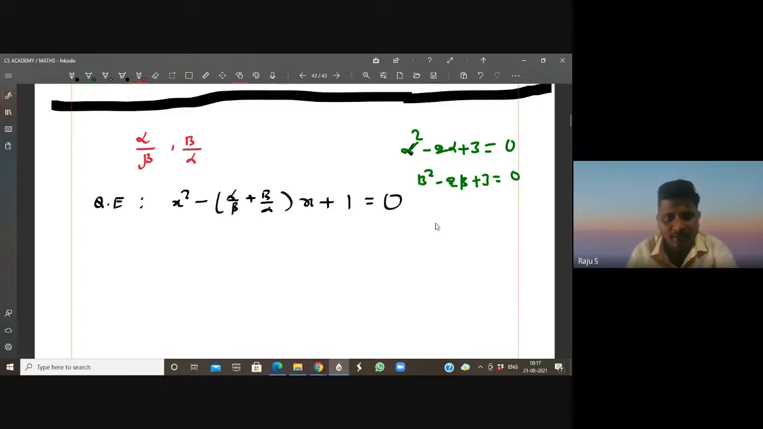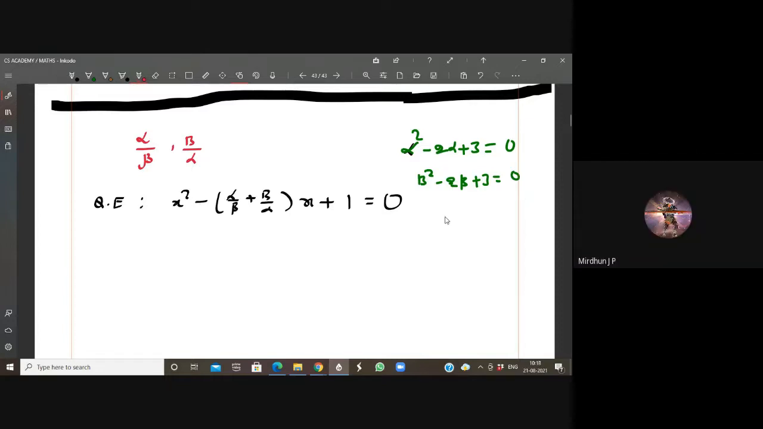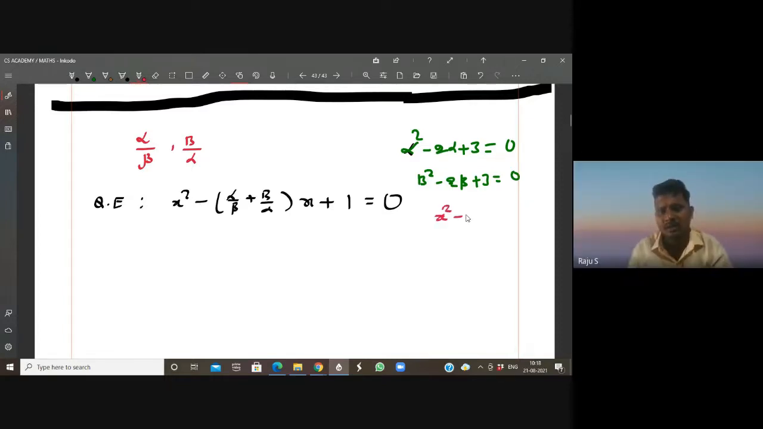Can anyone tell what the quadratic equation is then? Sir, x square minus 2x plus 3 equal to 0. Yes, that's all. x square minus 2x plus 3 is equal to 0. Then what is alpha plus beta from this equation? Product of the roots is c by a, that is 3 by 1, 3, and the sum is minus b by a, that is 2.